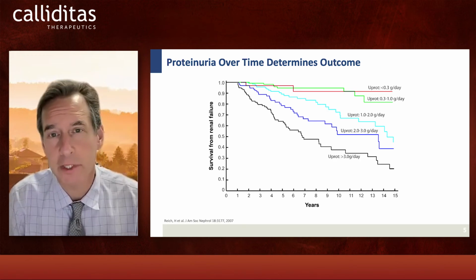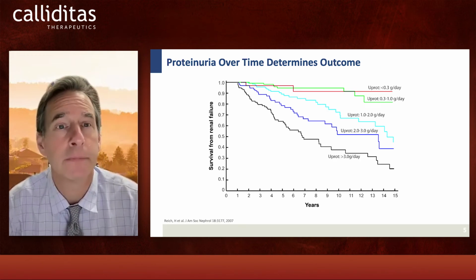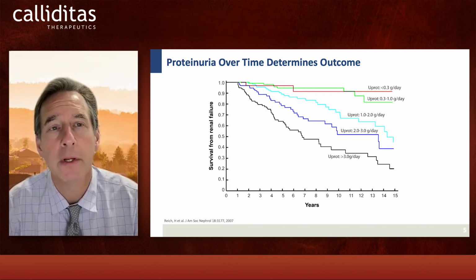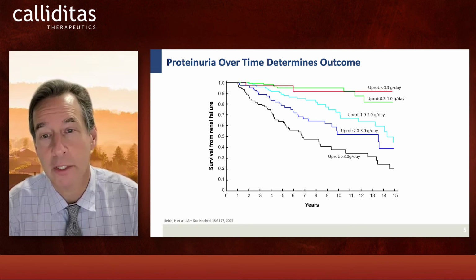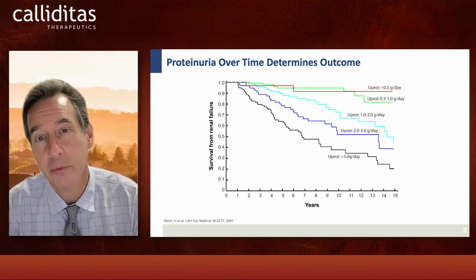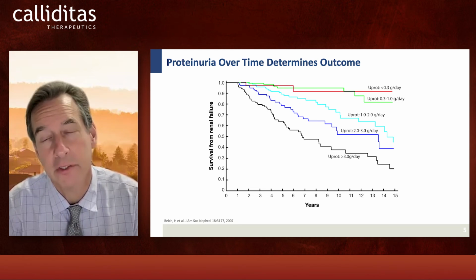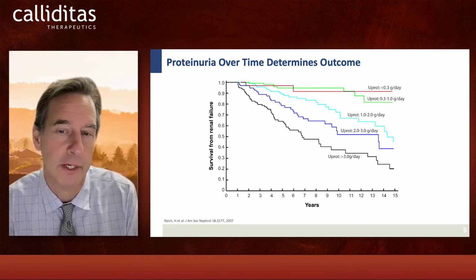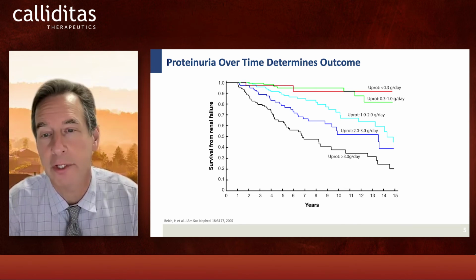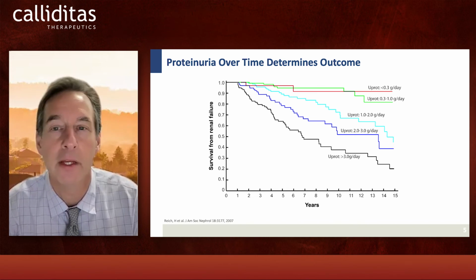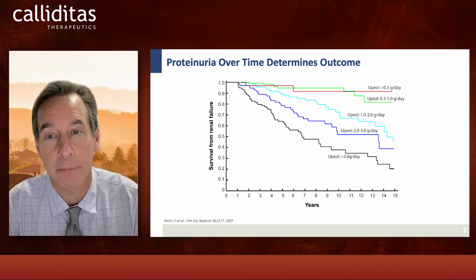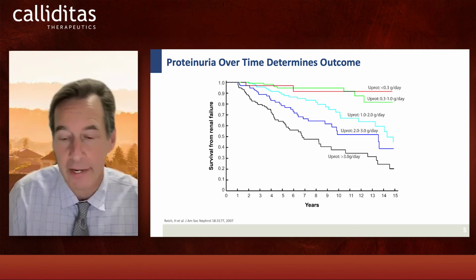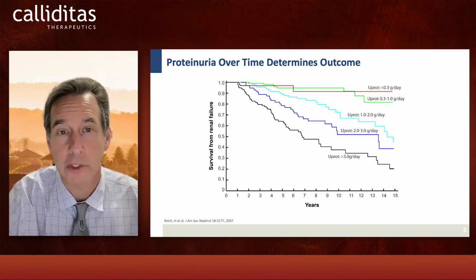And evidence has arisen largely from the Toronto GN group that the proteinuria over time is strongly linked to outcome. And here through the different color codes in this slide, you can see, going from very mild proteinuria to fairly severe proteinuria greater than 3 grams per day in IgA nephropathy, that there's this graded outcome getting worse and worse as proteinuria gets more severe.